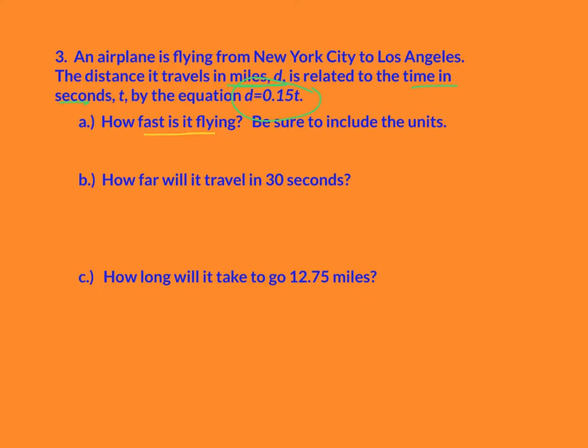So the constant of proportionality, or the only number we're given, is that 0.15. So the only thing we need to do is understand, well, if we're taking that 0.15 and multiplying it times the time, that of course tells me that that's how far it's going per second. So it's going 0.15 miles per second. That's its speed. How far will it travel in 30 seconds?